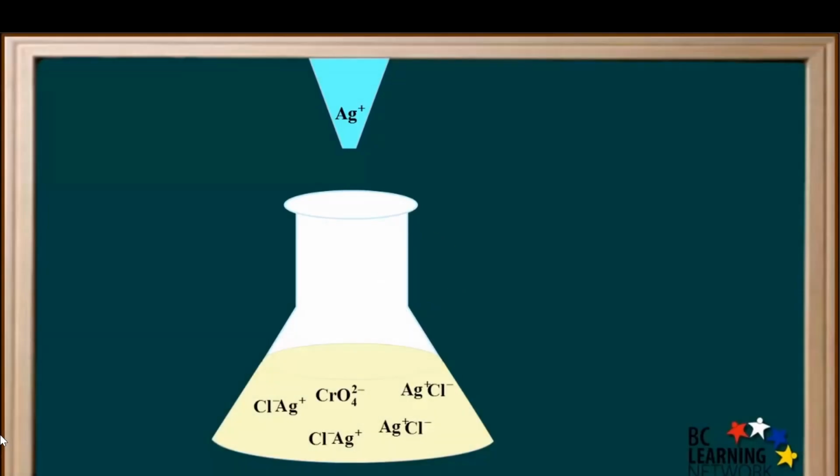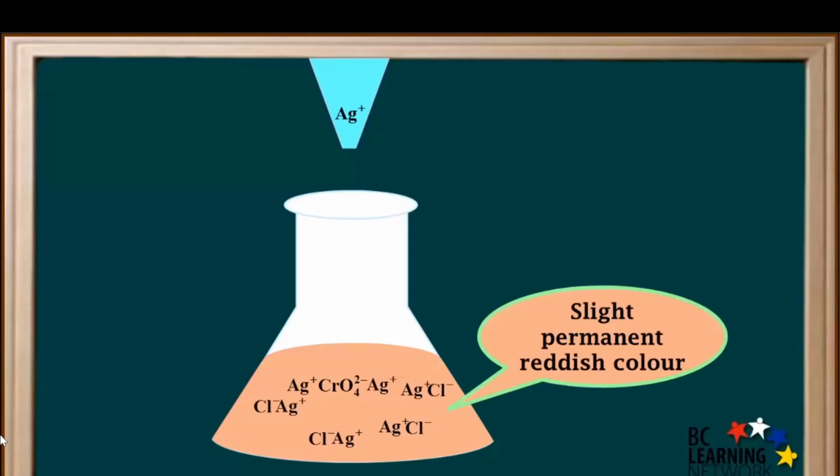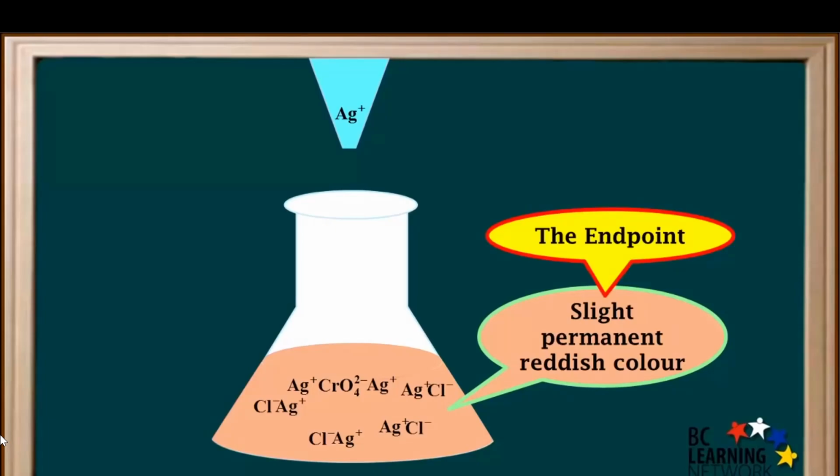Uh-oh. Since there are no chloride ions left, any silver ions that are added will have to bond to the chromate ions. The formation of silver chromate precipitate will cause the solution to turn red again. At this point, when the flask is shaken, the red color will no longer disappear. There are no chloride ions available, so the silver will have to remain bonded with the chromate. We say the solution has turned a slight permanent reddish color. This is what's called the end point of the titration. A permanent color change of the indicator signals the end point of a titration.